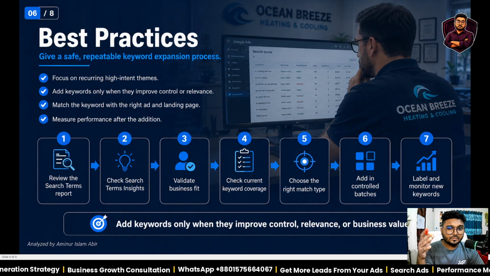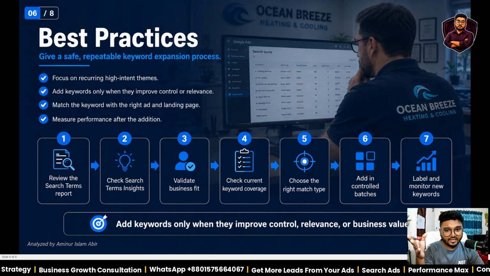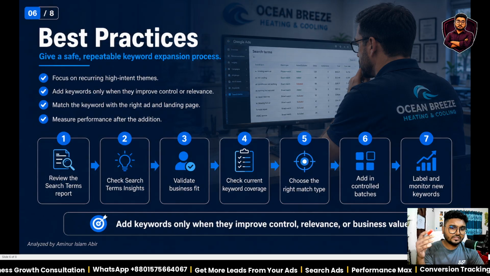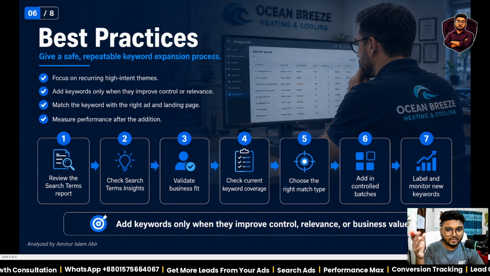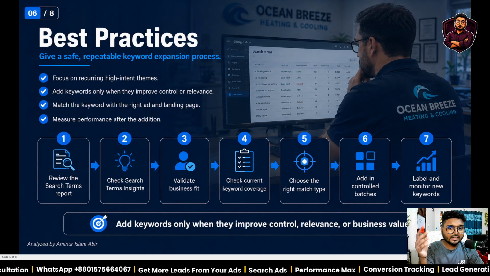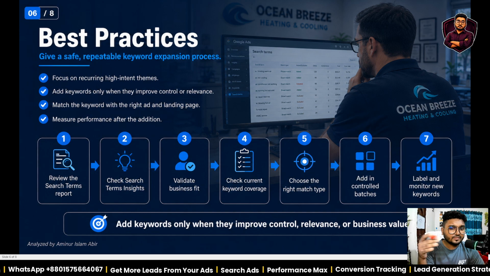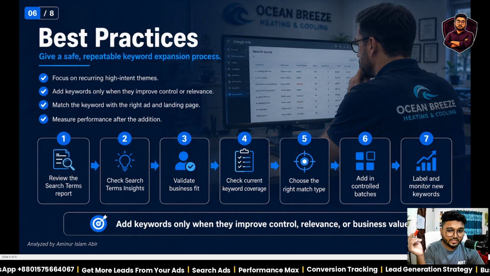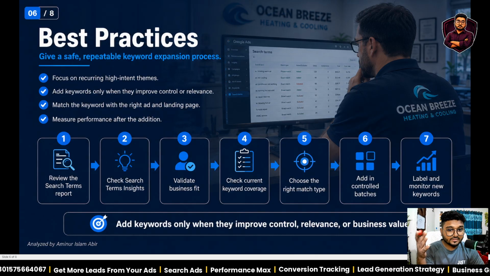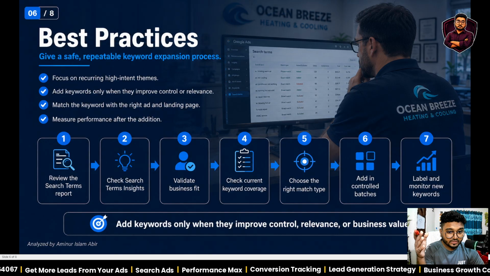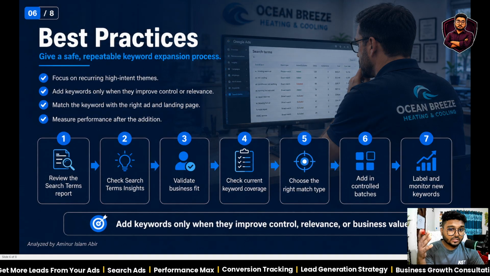Ask, does the business offer the service? Can the team serve this customer? Is the location covered? Does the team have capacity? Is the customer value worth it? And the fourth step is to check the current keyword coverage before adding a keyword. Ask, is this intent already covered? Will the new keyword give better control or only copy the current structure?